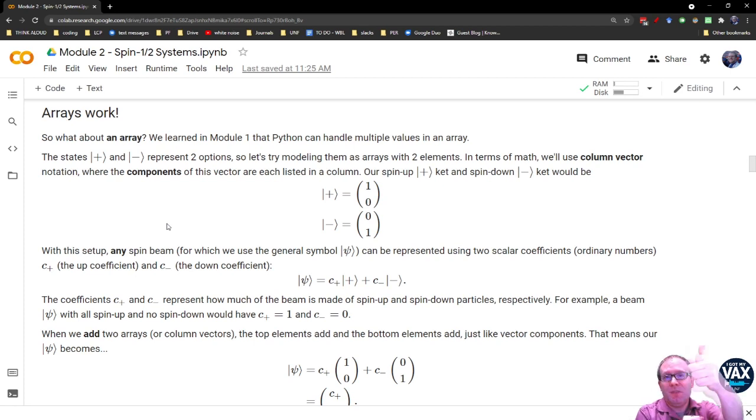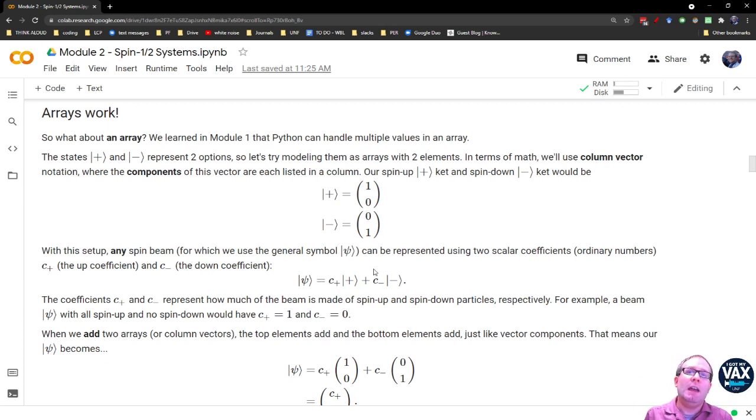Because if I have one that represents spin up and one that represents spin down, I can get any mixture of spin up and spin down I want just by multiplying each one by a different number, by a coefficient. The idea behind these coefficients is that it's how much of the beam is in the spin up state and how much of the beam is in the spin down state.